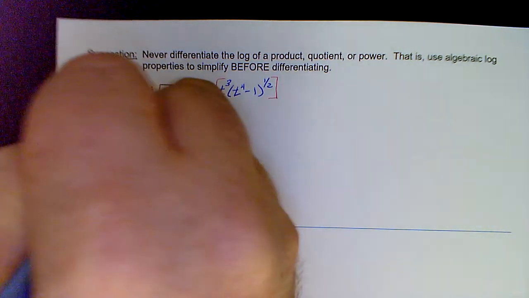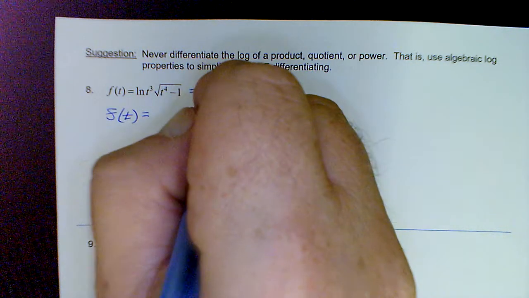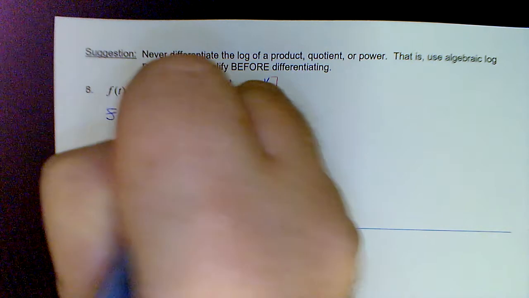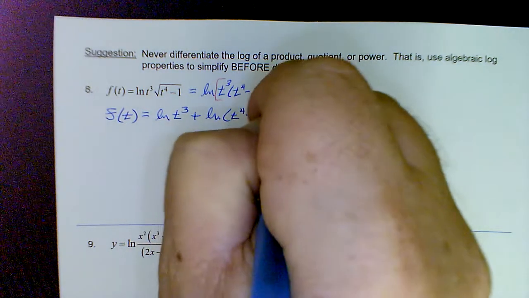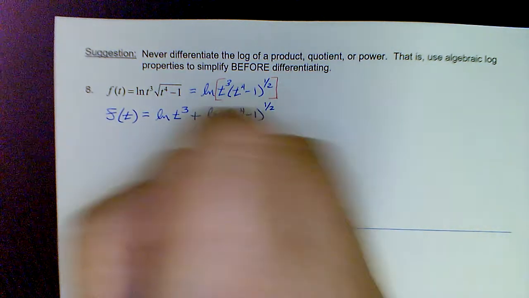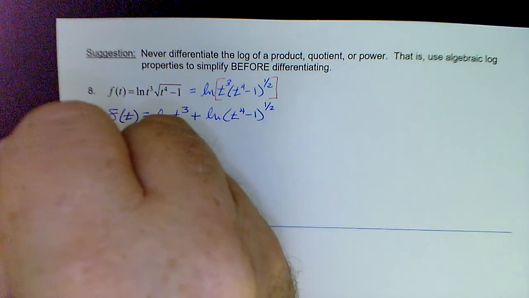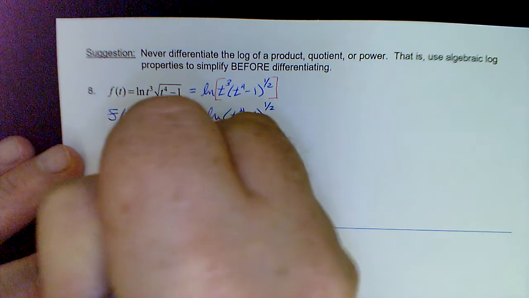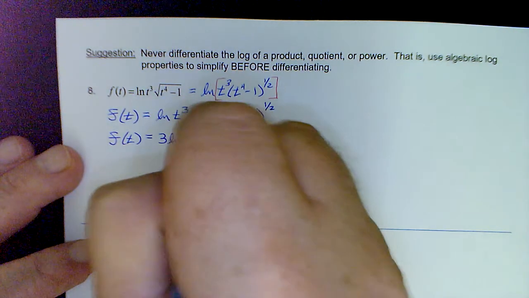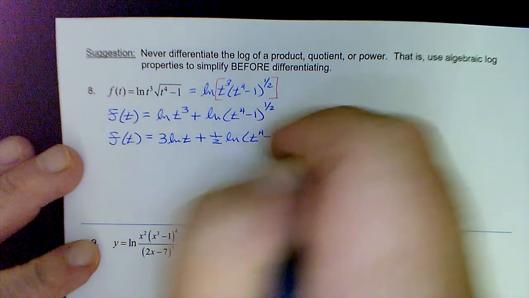Now this would still be f of t because we're not doing any calculus. So we would have the natural log of t cubed plus the natural log of the quantity t to the 4th minus 1 to the 1/2 power. But we can go further with the algebraic log properties, because remember we have the power property for logs. So f of t can be written as 3 natural log of t plus 1/2 natural log of the quantity t to the 4th minus 1.